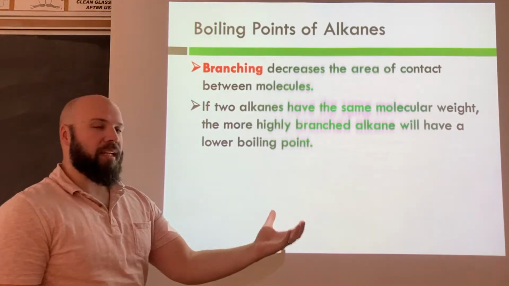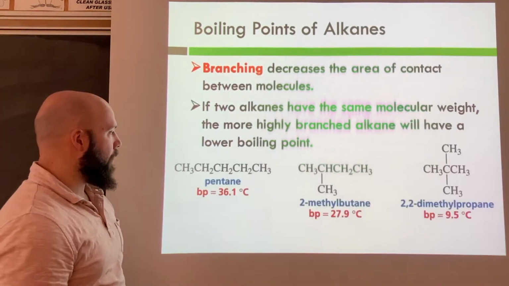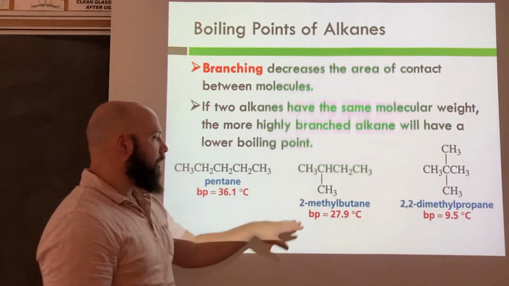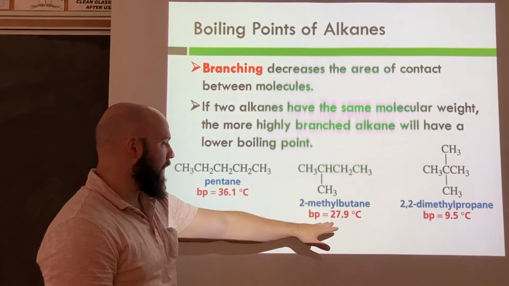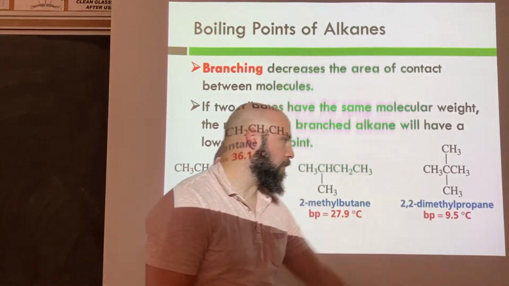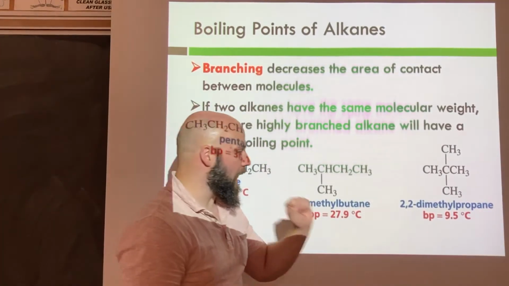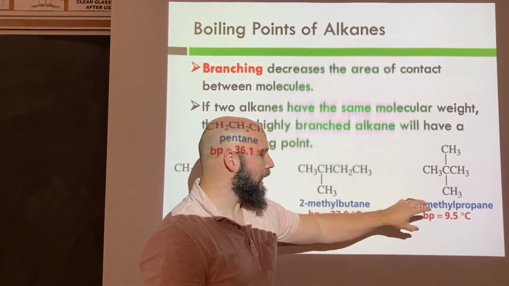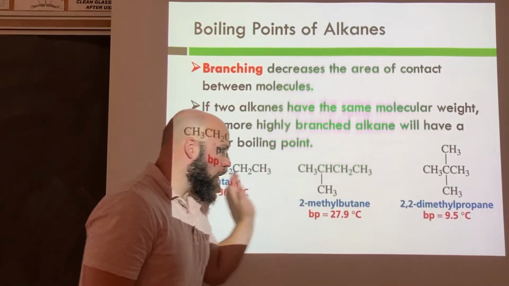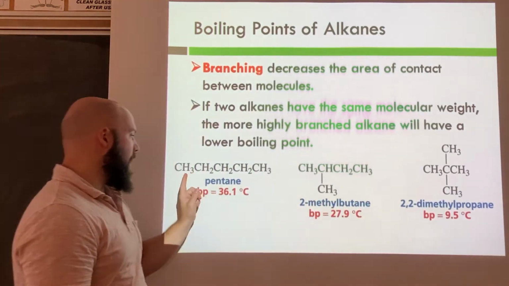Okay, so weight and surface area for London dispersion forces play a part in boiling points. Pentane has a boiling point of 36.1 degrees Celsius. 2-methylbutane, 27.9, so we're jumping down about 9 degrees Celsius, and then 2,2-dimethylpropane, jumping all the way down to 9.5 degrees Celsius. It takes less energy to boil this more highly substituted, highly branched molecule, even though for all of these, their chemical formula is the same. They are all isomers of pentane.